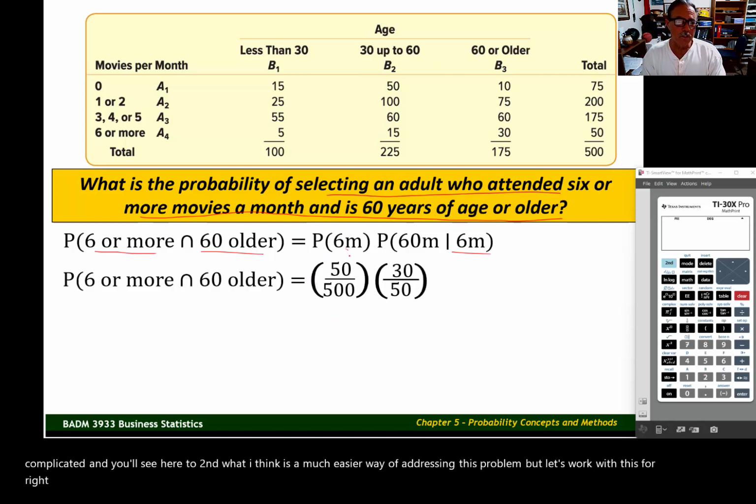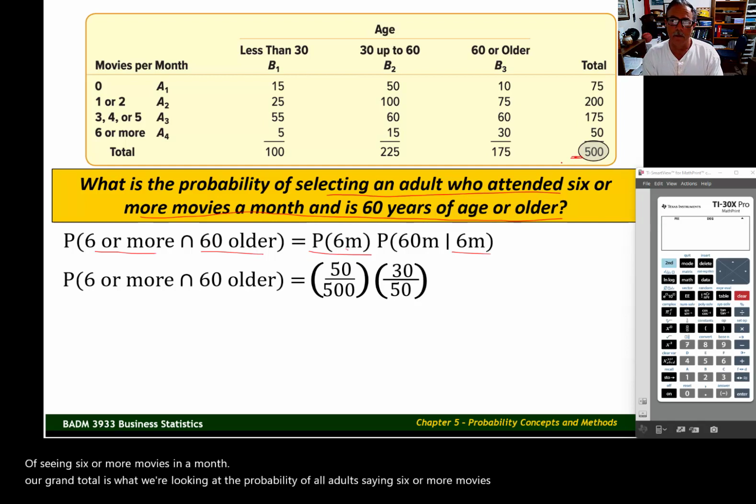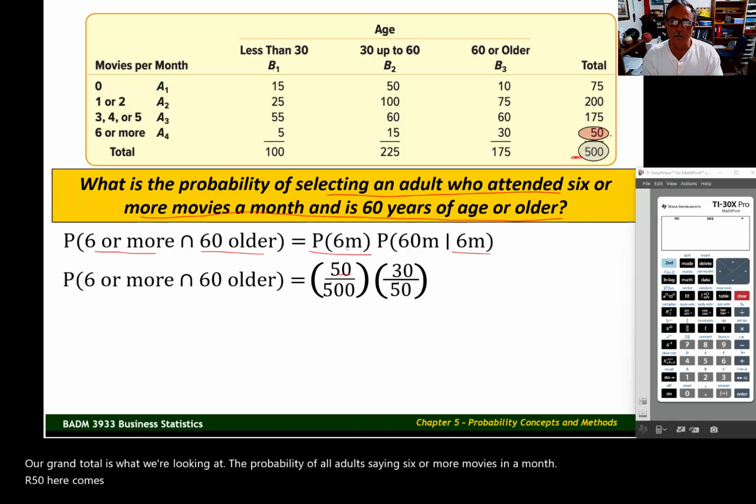We start plugging in our numbers. We need the probability of seeing 6 or more movies in a month. Our grand total is what we're looking at, the probability of all adults seeing six or more movies in a month. Our 50 here comes from the row total for 6 or more movies in a month. So 50 out of 500 represents this particular variable.